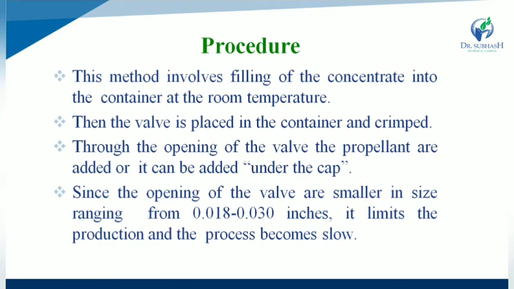What is the procedure for pressure filling equipment? This method involves filling of the concentrate into the container at room temperature. First, you have to fill your concentrate product in a container at room temperature, and then the valve is placed in the container and crimped. After placing the valve, through the opening of the valve, the propellant is added under the cap. Since the opening of the valve is small in size, ranging from 0.018 to 0.030 inches, it limits the production, and the process becomes slow.